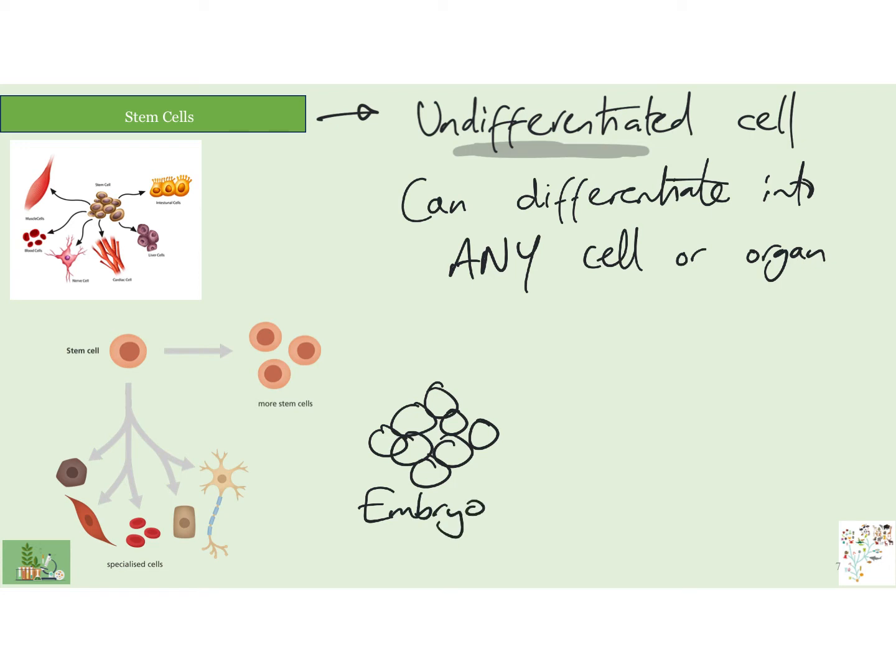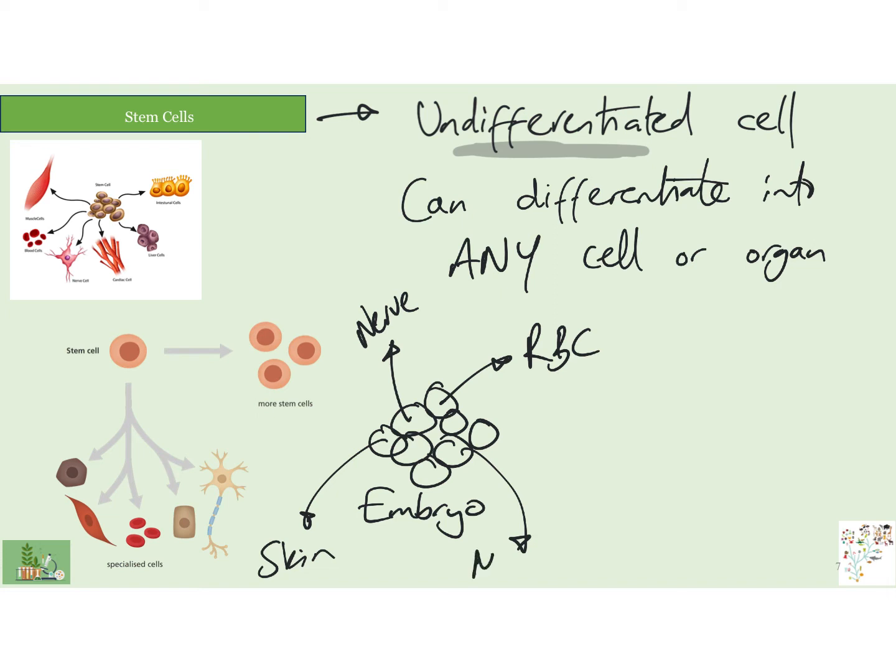But eventually, due to stimulation by hormones and other chemicals in your body, they get told to become something. So this one might be told to become a red blood cell. So they differentiate into a red blood cell, which is an example of a specialised cell. This one might be told to become a nerve cell. This one might be told to become a skin cell. This one might be told to become a muscle cell. So stem cells are undifferentiated cells that can differentiate into becoming any cell or organ.